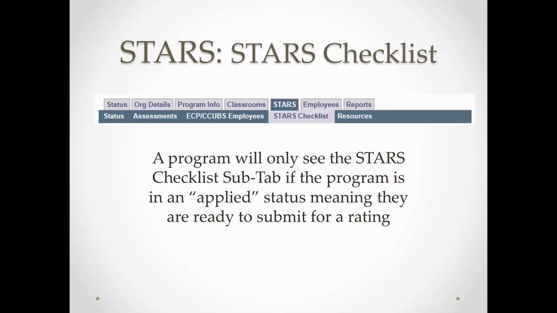The STARS Checklist subtab. You may or may not see this subtab. This subtab will only appear if the program is in an applied status, meaning that they are ready to submit for a rating. If you can see this subtab, you will be able to review the STARS checklist and potentially edit it. The checklist is the place where you will answer questions regarding your program and submit evidence around those questions. All questions on this document need to be answered for each STAR level.